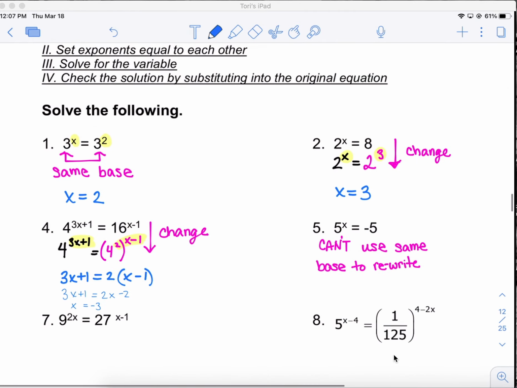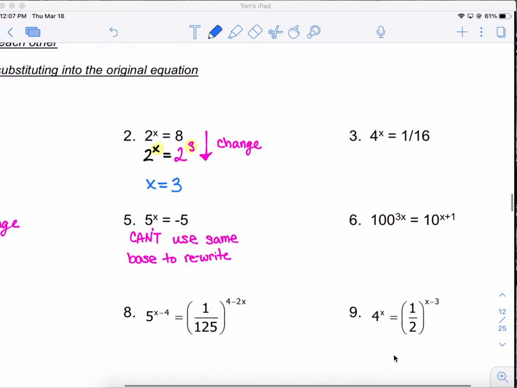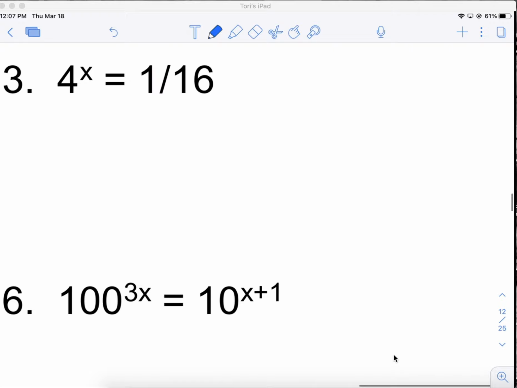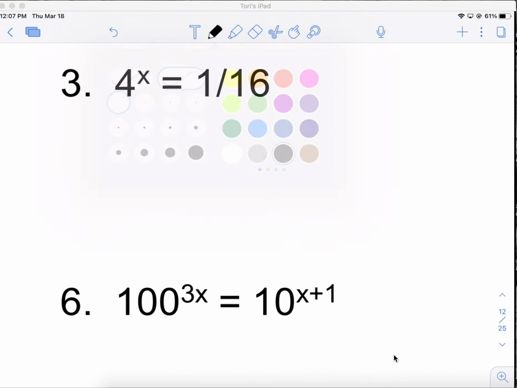All right, I'm going to jump back. I kind of zigzagged for you a little bit, but I'm actually going to jump back over to number 3 and 6 next. Okay? All right, so number 3, the way I like to write them is I start with the black, and I say who is as simple as they can go. 4 to the x, I can make a 16 out of a 4th power. So 4 to the x is not going to change.